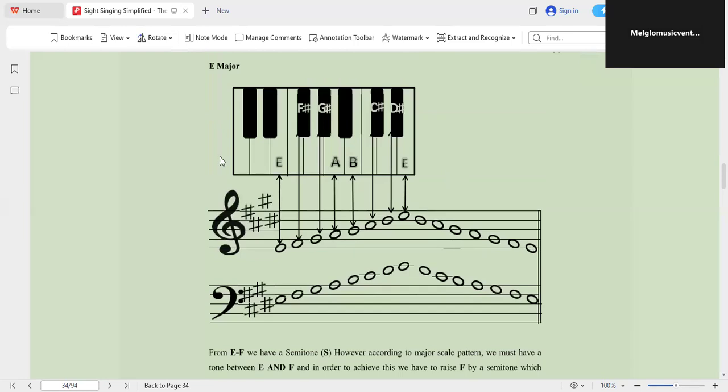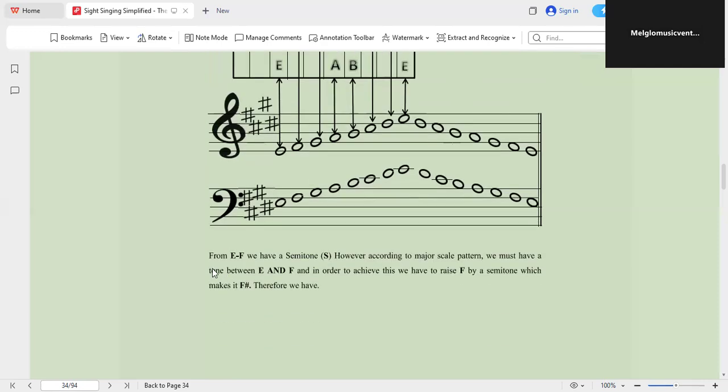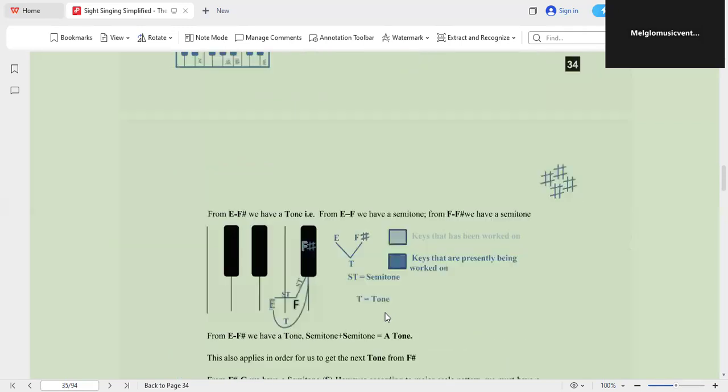So this is the representation of E major scale on the staff and on the keyboard. So let's get into the explanation right away. From E to F, we have a semitone. However, according to the major scale pattern, we must have a tone between E and F, and in order to achieve this, we have to raise F by a semitone, which makes it F sharp.